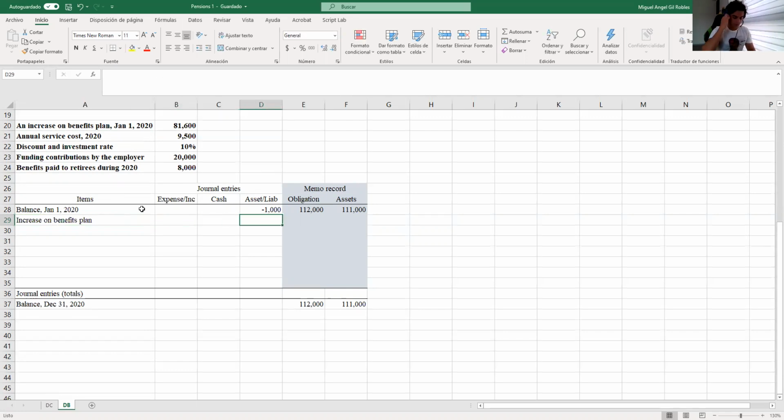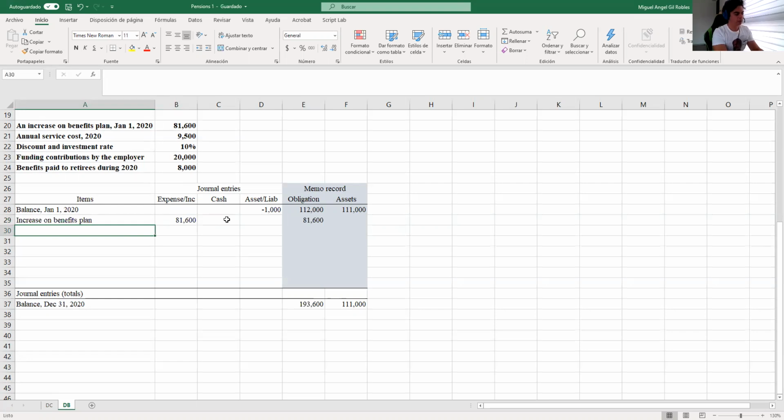And what do I have to account for? Well, I need to increase the obligation, because since I am giving the employees more benefits, I have an obligation, right? So now it's an increase of 81,600. And then I have to register that also as part of the pension expense, right? So in here, I will account for 81,600. So basically what I'm doing here is that I am registering the increase on the benefits plan as an increase on the obligation and an increase on the expense.